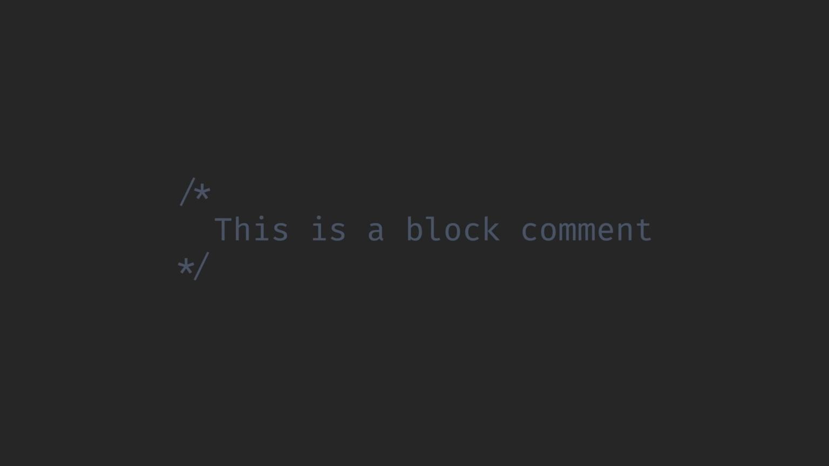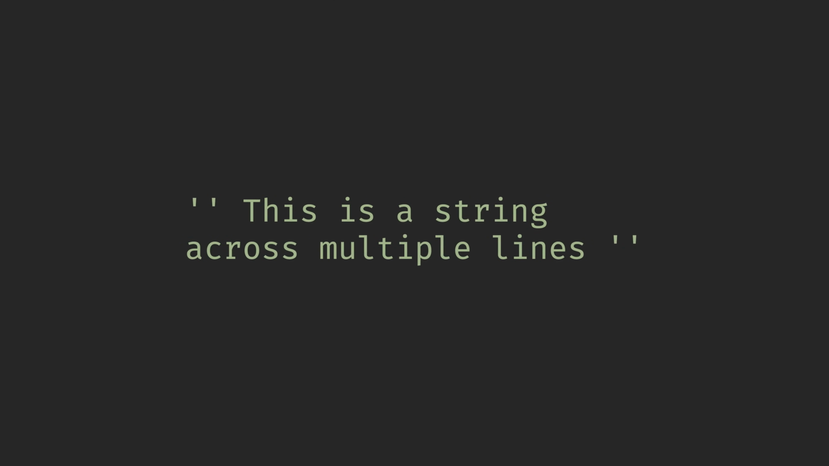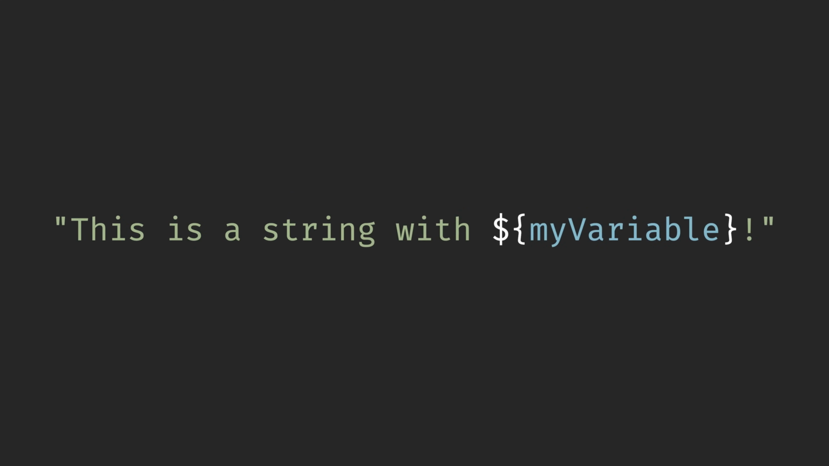Nix also has block comments with a familiar C syntax. This is a number and this is a floating point number. Strings use double quotes. Double single quotes are also strings, but those can span multiple lines. You can inject values into strings using a $ sign with curly braces.